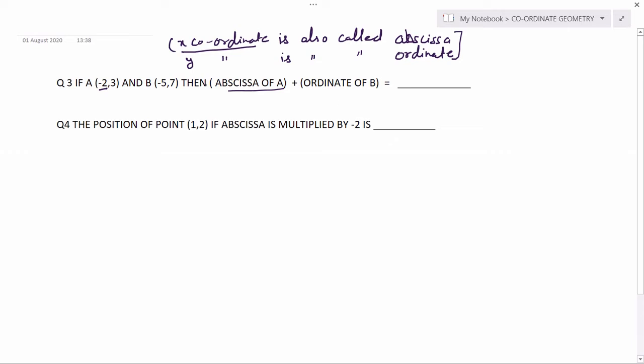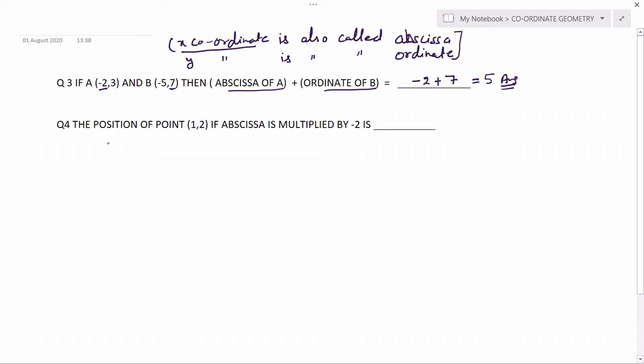Abscissa of A is -2, so I will take -2. You have to add the ordinate of B. What is the ordinate of B? This is 7. So I have to add the abscissa of A with the ordinate of B. So -2 plus 7 is 5. So our answer is 5.